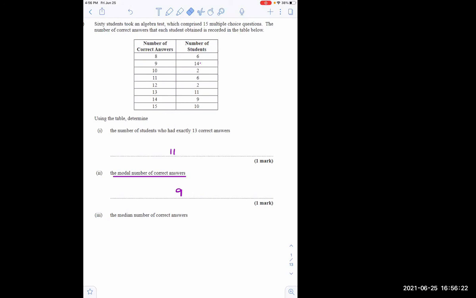Right? The median number of correct answers. Median for ungrouped data is a half of n plus 1. There are 60 students who took the algebra test. So a half of 60 plus 1, we are looking at the 30.5 value. We can do one of two things. We can list the numbers just like what we did, or we can count it.